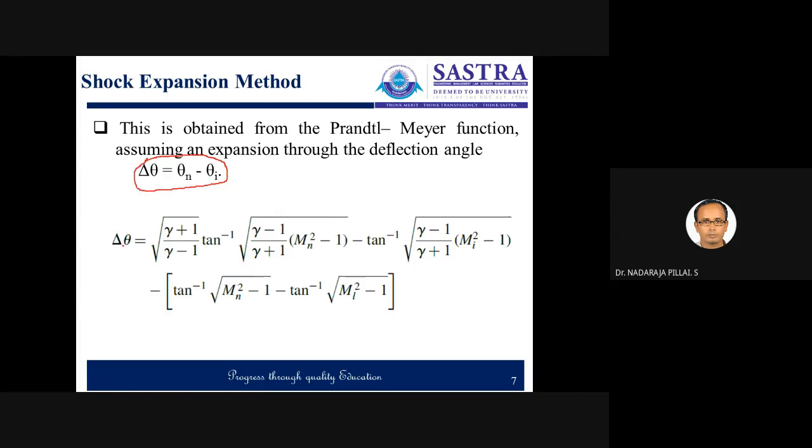So del theta can be expressed as root of (gamma plus 1)/(gamma minus 1) times tan inverse of root of ((gamma minus 1)/(gamma plus 1)(Mn square minus 1)), minus tan inverse of root of ((gamma minus 1)/(gamma plus 1)(Mi square minus 1)), minus tan inverse of root of (Mn square minus 1), plus tan inverse of root of (Mi square minus 1). This we already know. This is a standard expression for the Prandtl Meyer function by considering the 2 points, right?